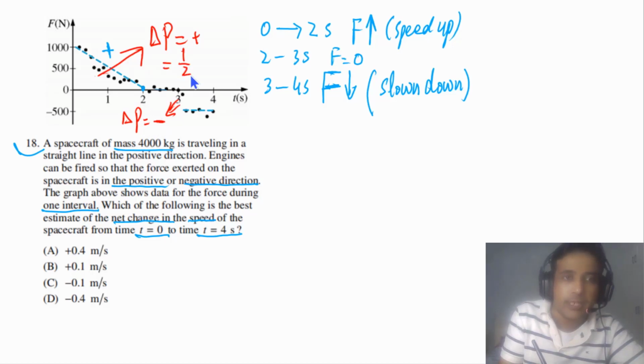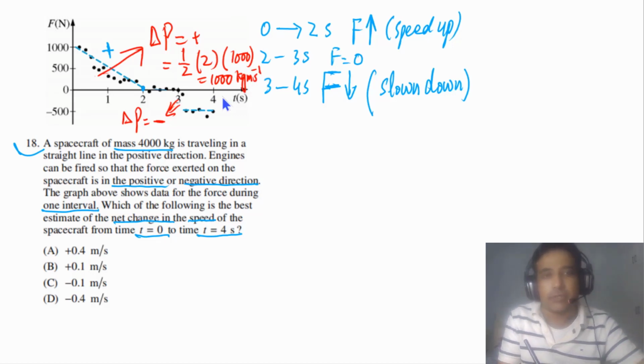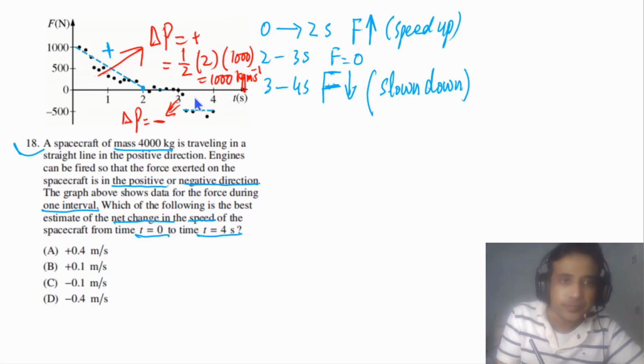So we have 1/2. We have time. This is 2, means x-axis, the base of this triangle. Time, we have the height of triangle, that is equal to 1000. So in this case simply we will get 1000. So this is change in momentum, means this is kg meter per second, or we can say this is Newton second. And this area we can also calculate.